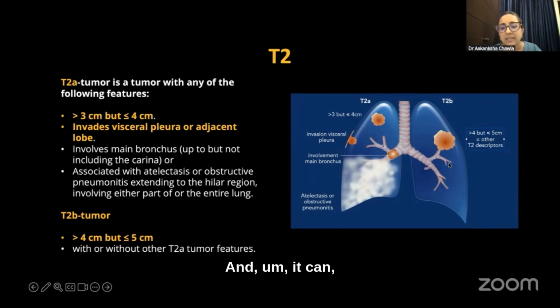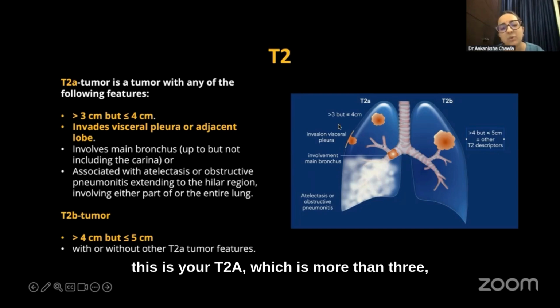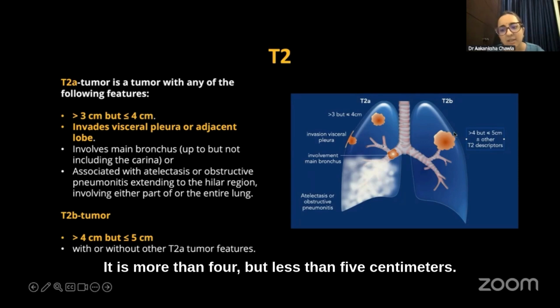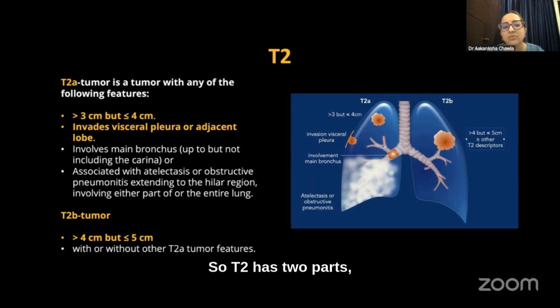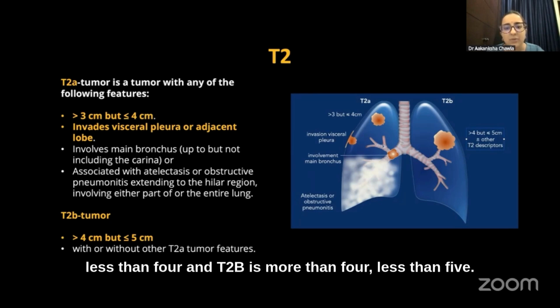Now T2, like I said, has T2A. This is your T2A, which is more than 3 but less than 4. The T2B is a different size. It is more than 4 but less than 5 centimeter. So T2 has two parts, T2A and T2B. T2A is more than 3, less than 4, and T2B is more than 4, less than 5.